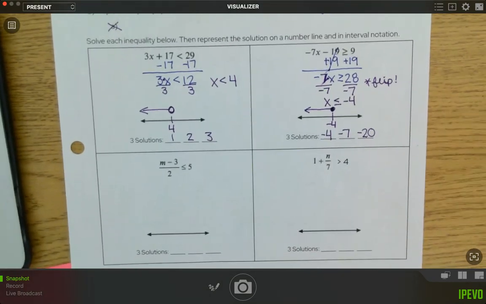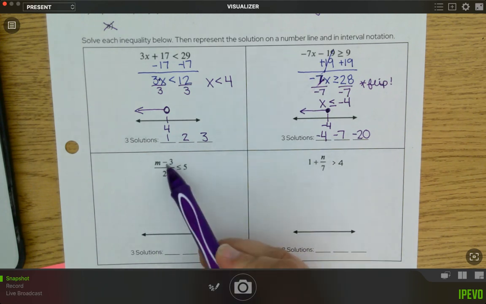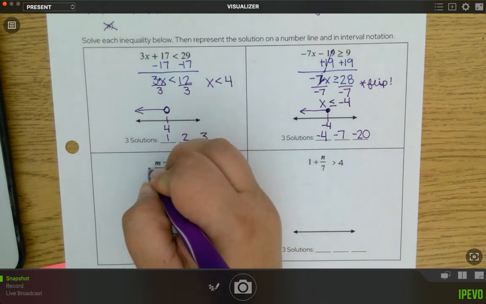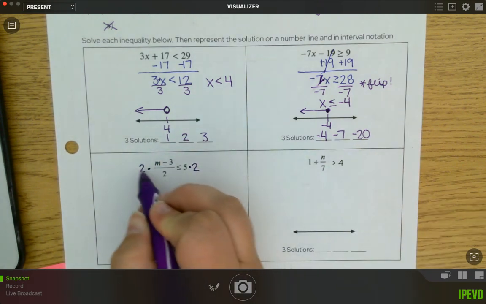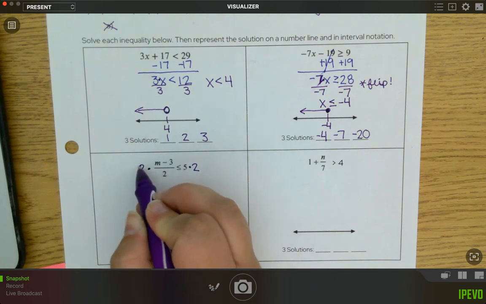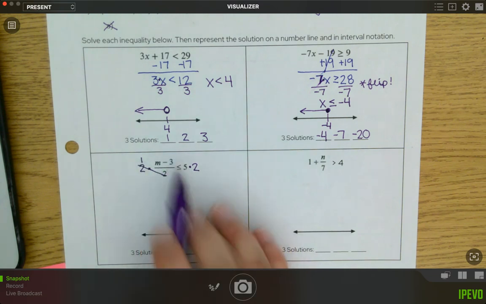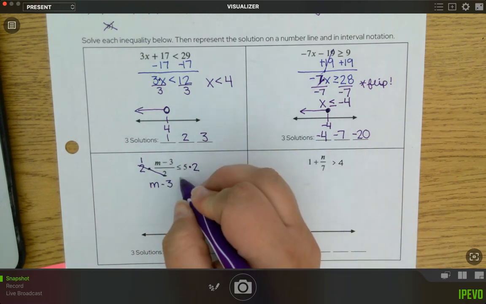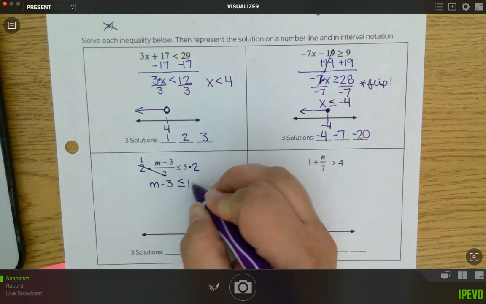And then we've got these fractions. Remember that these are just division, and you're not allowed to do anything with this 3 until it's out of the fraction. So, since it's being divided by 2, you multiply by 2 on both sides. Over here, these times 2 and divided by 2, 2 divided by 2 is just 1. 1 times m minus 3 is m minus 3. Keep the same symbol because we multiplied by a positive 2, and 5 times 2 is 10.